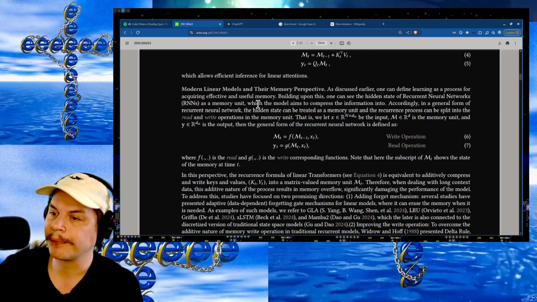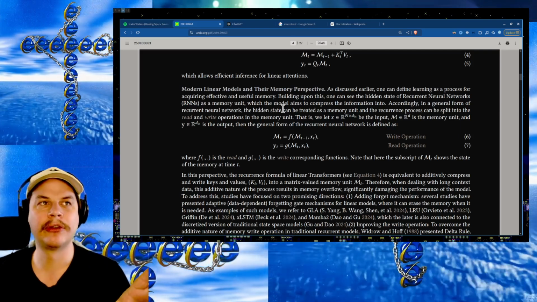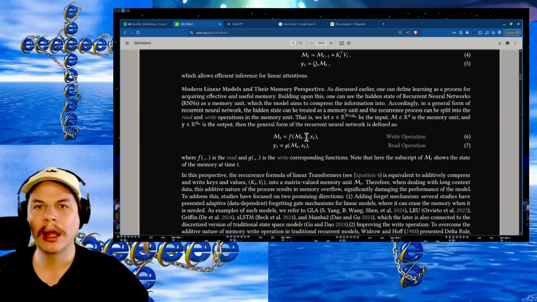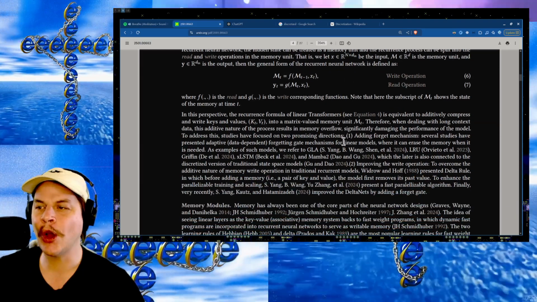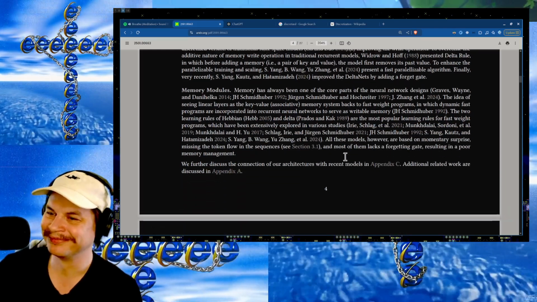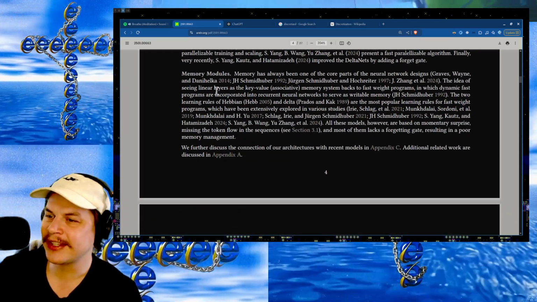I've read this already. But hey, see, I at least knew I read it already because I actually read it. Did I understand it? No, but I was like, I've read these magic words before. Okay, so let's read memory modules.